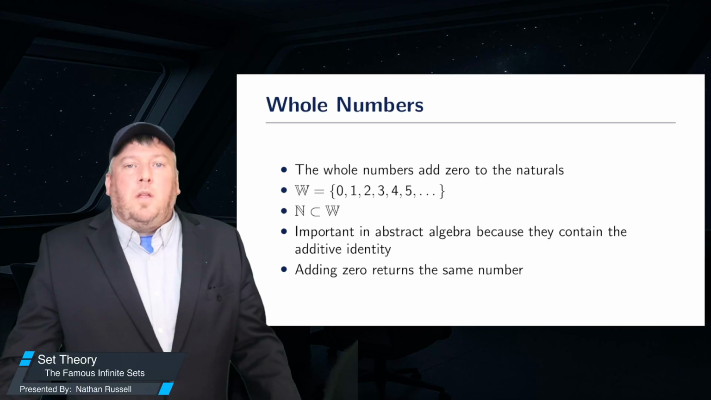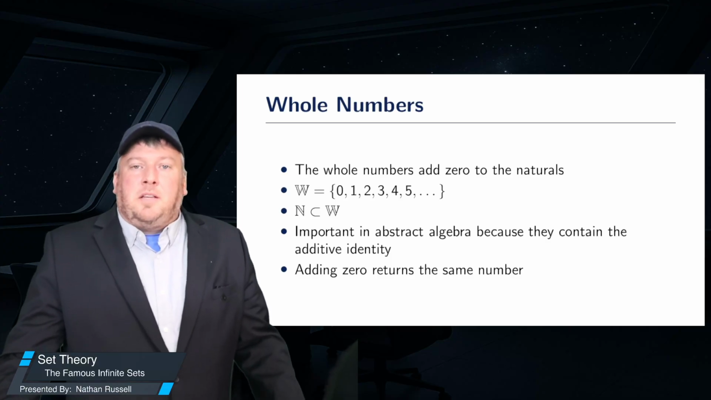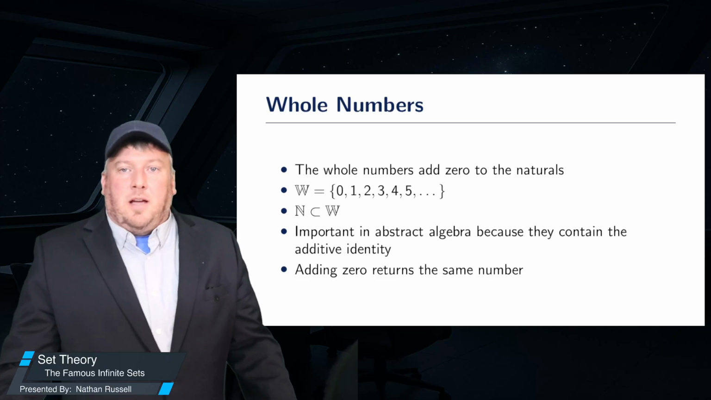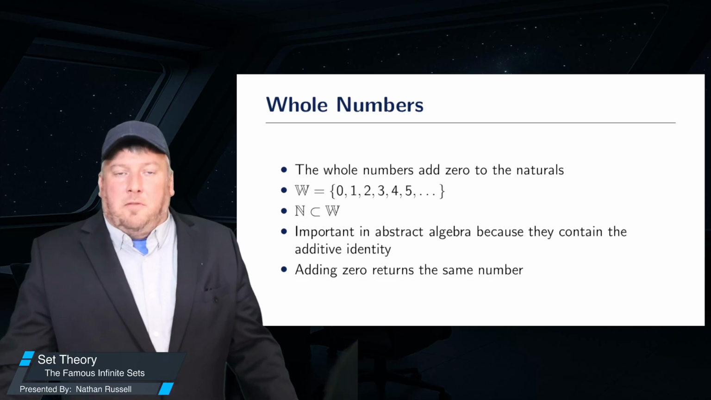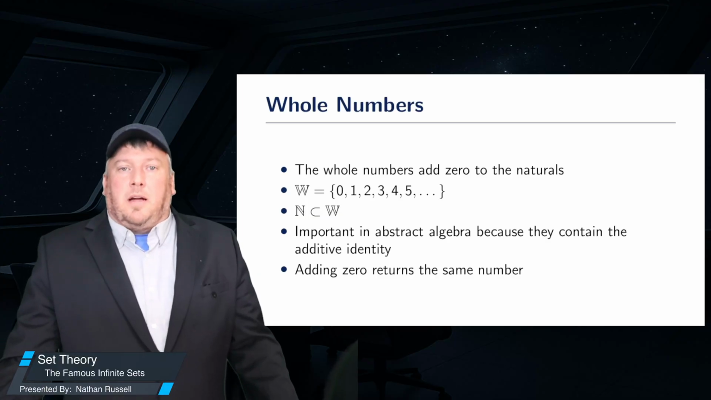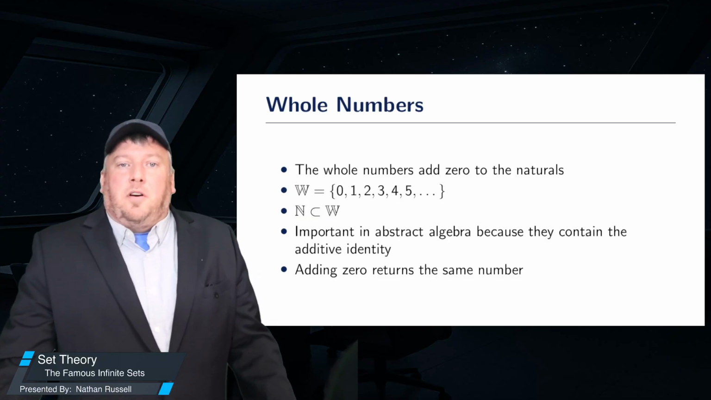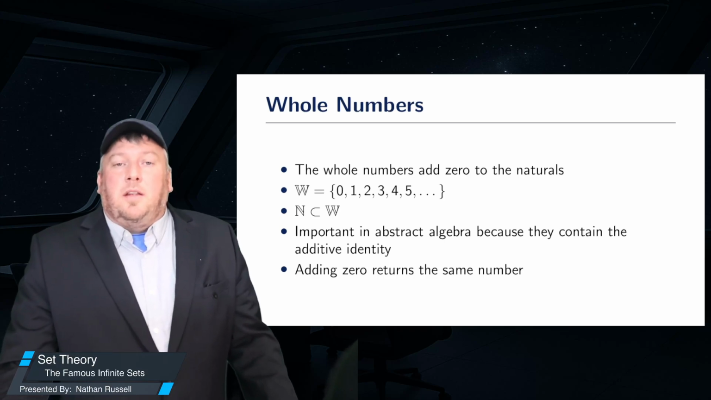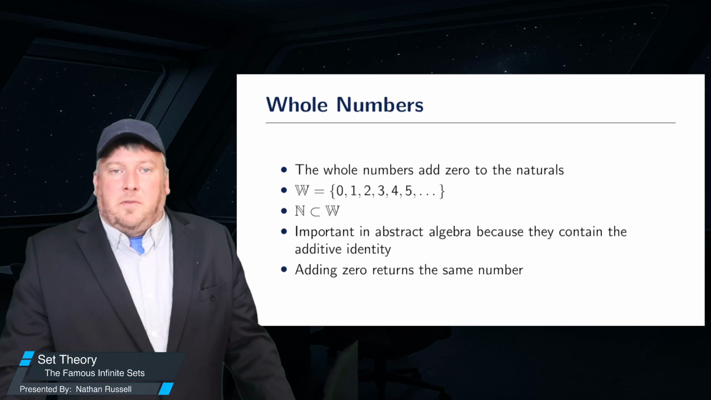The whole numbers, well, they're effectively the natural numbers, except that we're also going to add the number 0 to the set. This is important in abstract algebra because 0 is the additive identity. Anytime you add 0 to a number, you simply get that number back. Additive identity is a very important element in abstract mathematics. So this is why the whole numbers are an important famous infinite set.